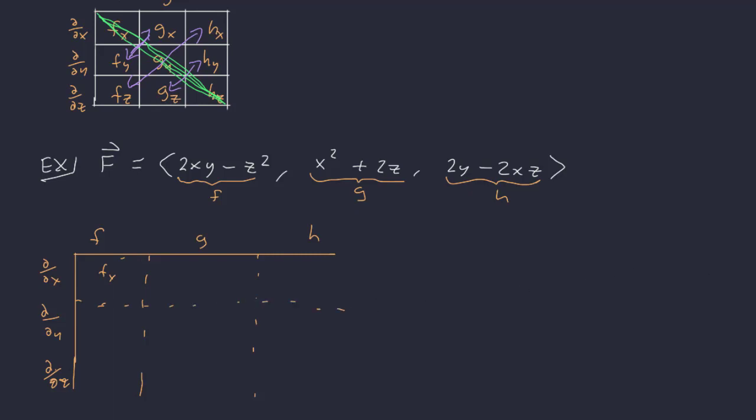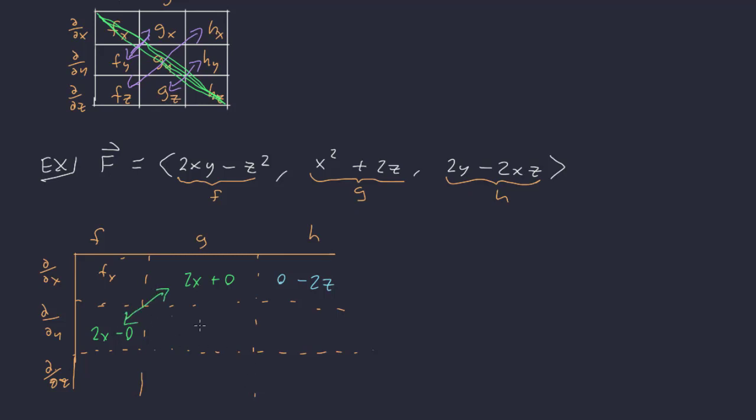So what we're going to do instead is next, let me make this in green, G sub X. Well, G sub X will be 2x plus 0. Okay, then H sub X, let me do that in blue. H sub X, well, the 2y will go to 0, and the 2x will just go to 2. So it will be 0 minus 2z. Okay, now I'll do the y column. So I'll do F sub y, in green. So F sub y, 2xy, that will become 2x, and the minus z squared will become 0.